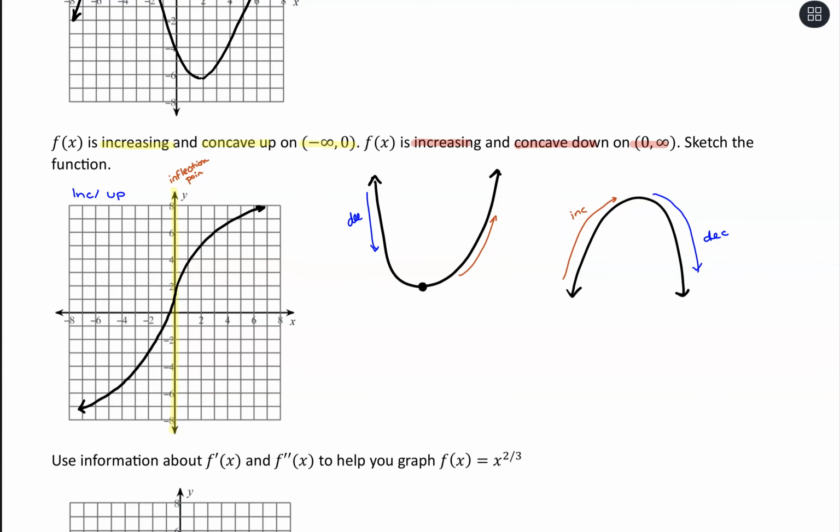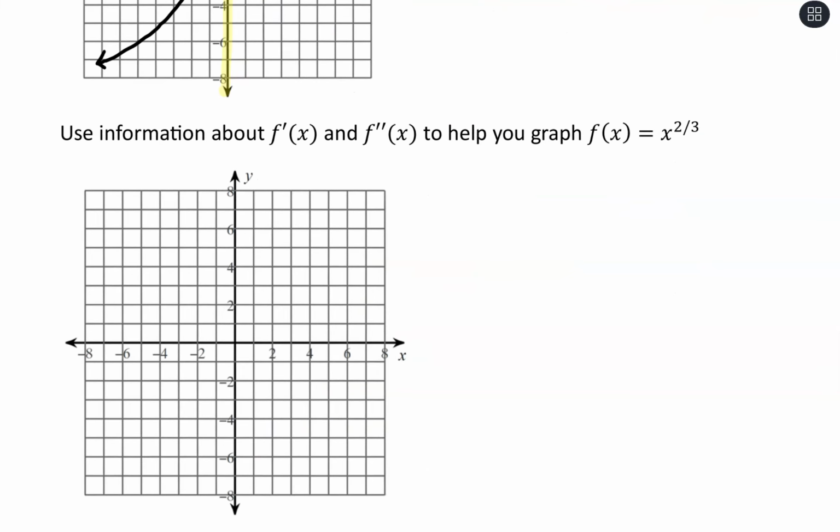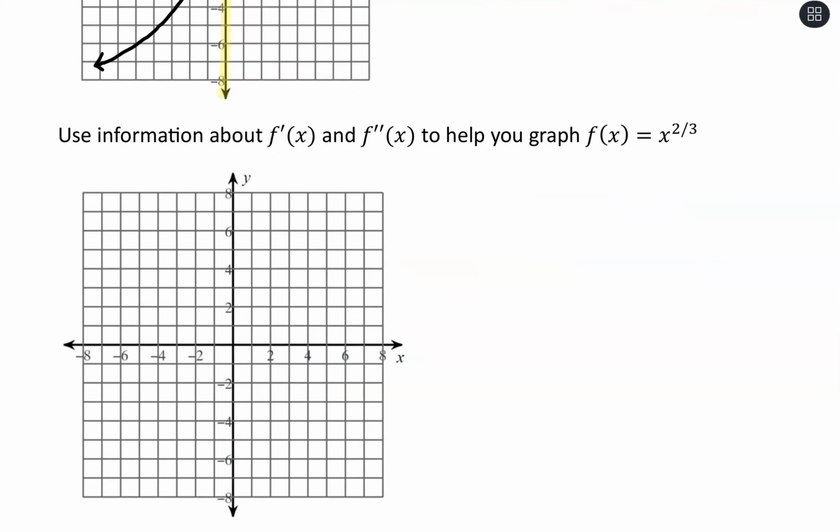Okay, one more here. So use information about the first and second derivative to help you graph. So this case is giving us the function, so we're going to kind of go through what we did in the last video to get an idea of what is happening with our function.